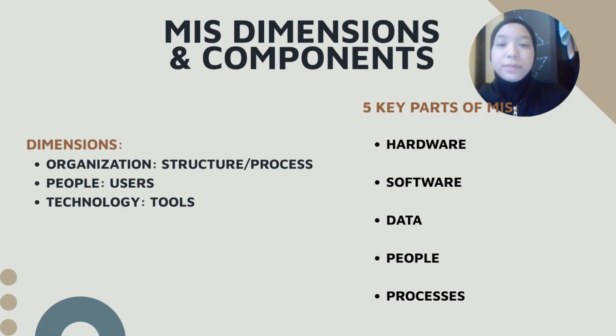So the next one is MIS dimensions and components. There are three dimensions: organization, people, and technology. We go to the first one, which is organization. This dimension focuses on the internal structure of a business, how it's set up and how it operates. Every organization has specific goals, whether it's increasing profit, improving customer service, or speeding up production. MIS also supports these goals by organizing workflows, improving coordination between departments, and helping businesses make informed decisions.